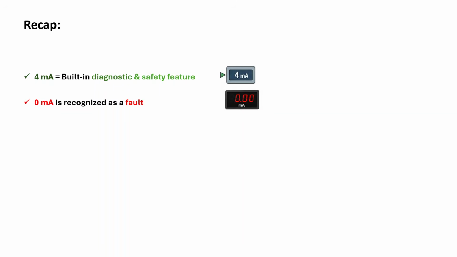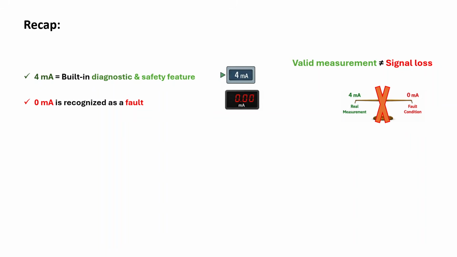So to put it simply, 4 milliamp isn't an arbitrary starting point. It's a built-in diagnostic and a safety feature. It's the industry's way of making sure that a loss of signal is never mistaken for a valid measurement. And this standard isn't limited to one type of instrument. Whether you are measuring pressure, temperature, flow, or level, you will find 4 to 20 milliamp transmitters throughout almost every refinery, power plant, and process facility.